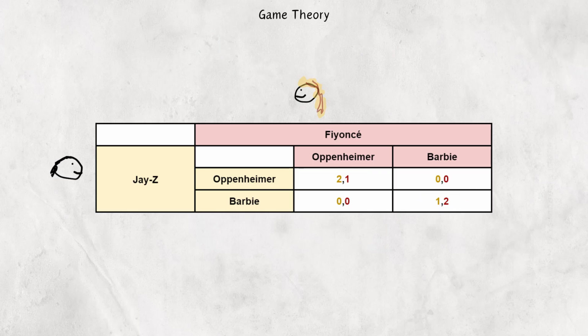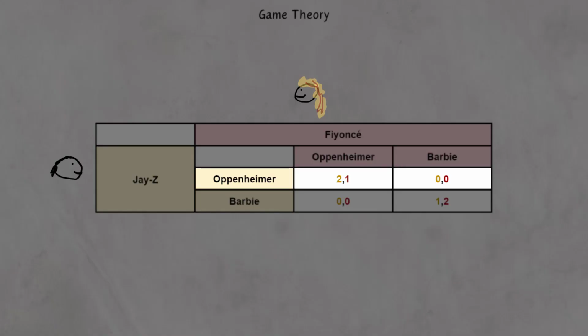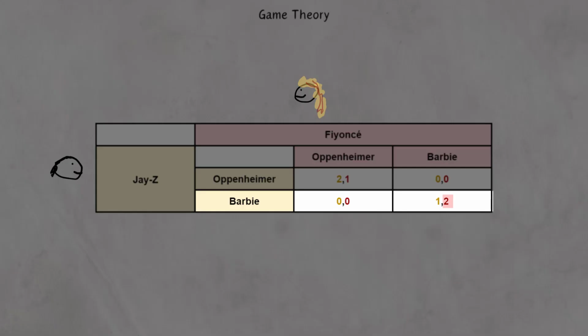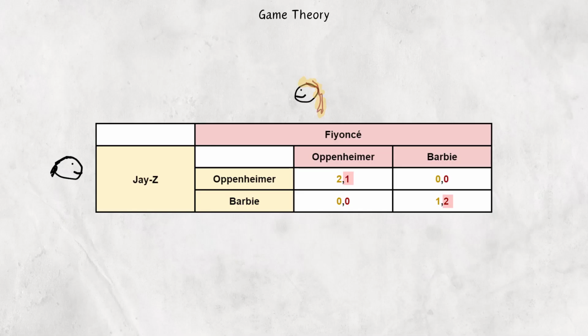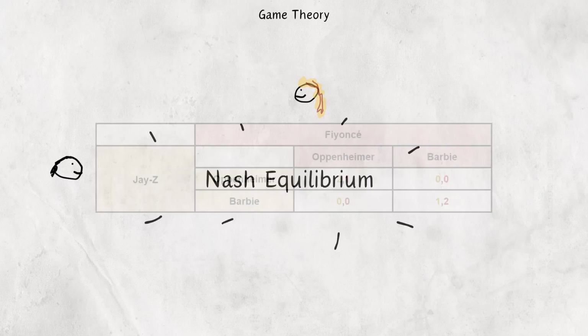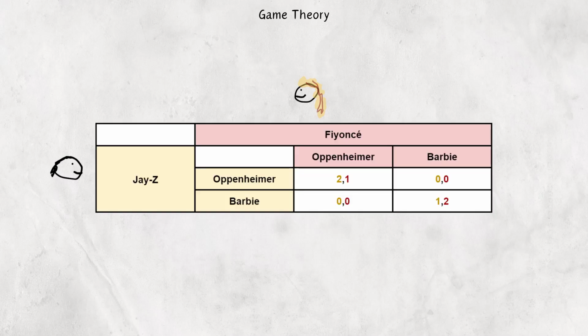If we start looking for a dominating strategy, something weird occurs. If JC goes to watch Oppenheimer, it's best for fiancé to also watch Oppenheimer. But if JC watches Barbie, it's best for fiancé to also go watch Barbie. So here, there is no dominant strategy. One player's response depends on what the other does. This is where we introduce Nash Equilibriums, another answer to how to solve a game.